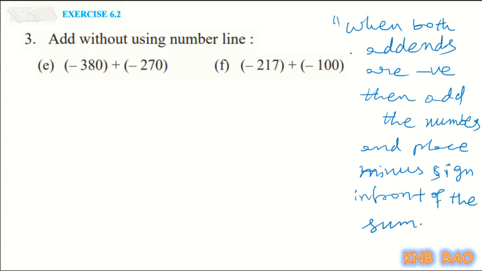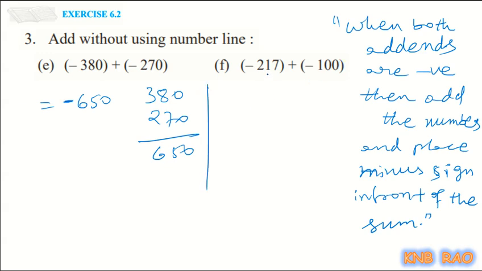So this is what we need to remember. When both addends are negative, so 380 and 270, their sum is 650. So to that 650, that minus sign is placed. Similarly here, 100 and 217, when they are added, give you 317, and the sign of that sum is just placed as a negative sign because both addends are negative.